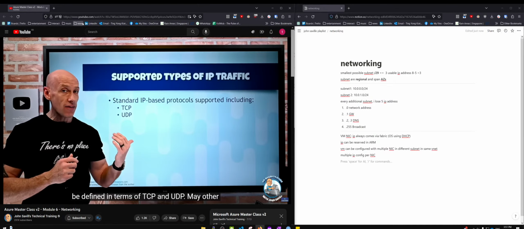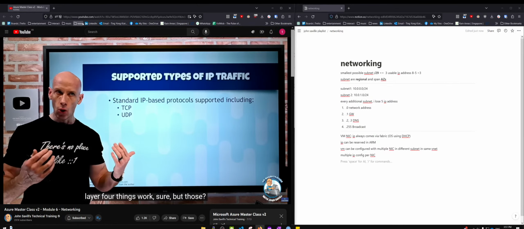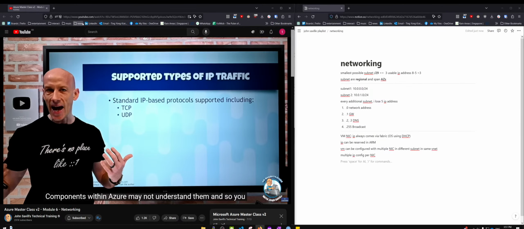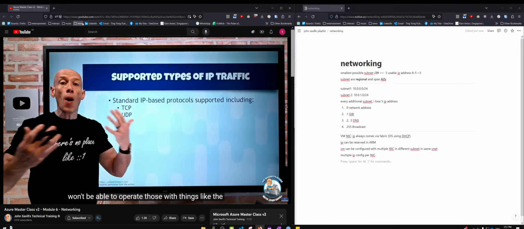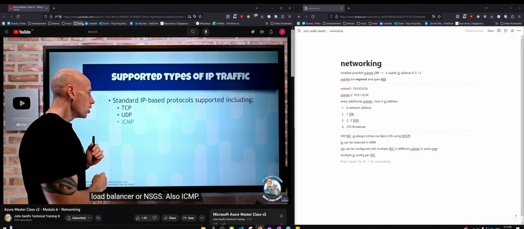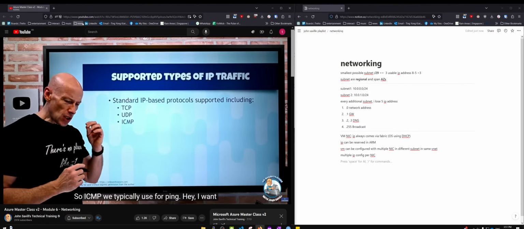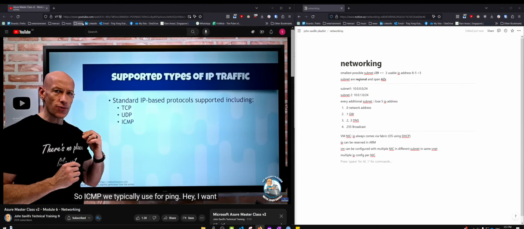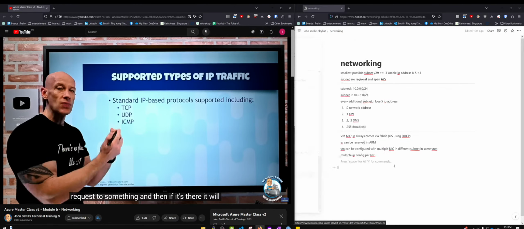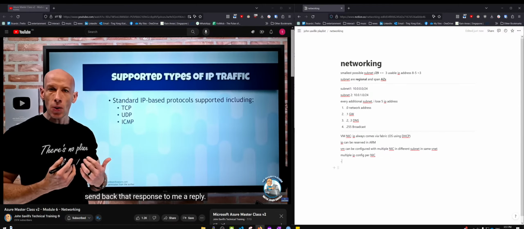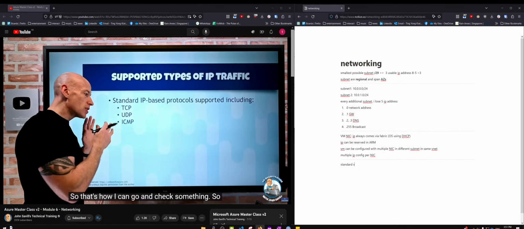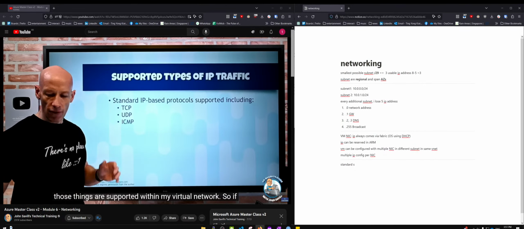May other layer 4 things work? Sure, but those components within Azure may not understand them, and so you won't be able to operate those with things like the load balancer or NSGs. Also ICMP. ICMP we typically use for ping. I want to check if something's there, so I send out an echo request, and if it's there, it will send back that response to me, a reply. So that's how I can go and check something. Those things are supported within my virtual network.